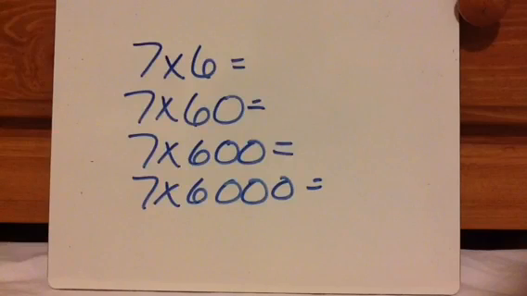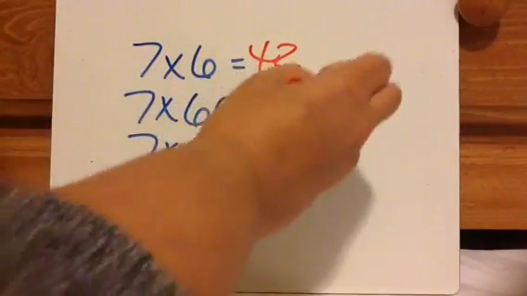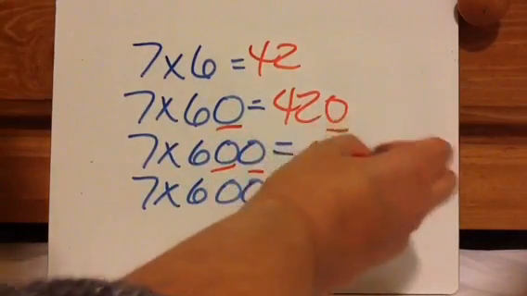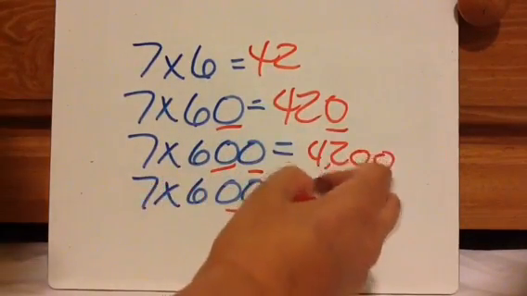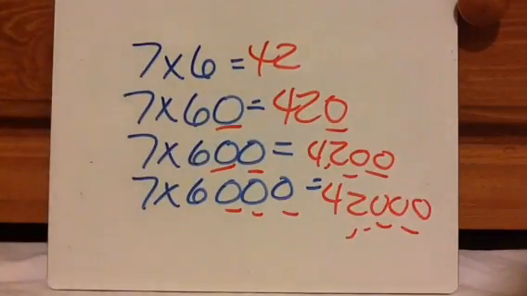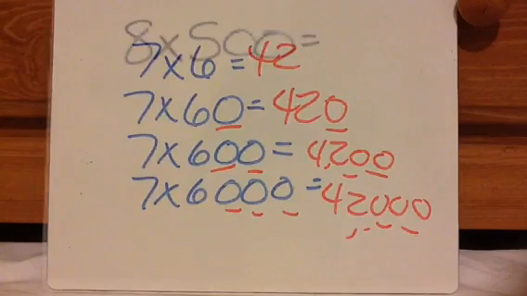Same thing, I want you to do these 4. Press pause, solve, and press play when you're ready to check. Okay, 7 times 6 is 42. So then 7 times 60 is 420. 7 times 600 is 4,200. 7 times 6,000 is 42,000. Remember to count your zeros very carefully.